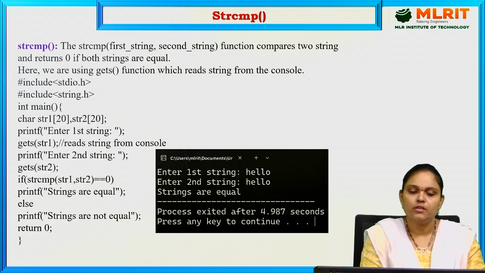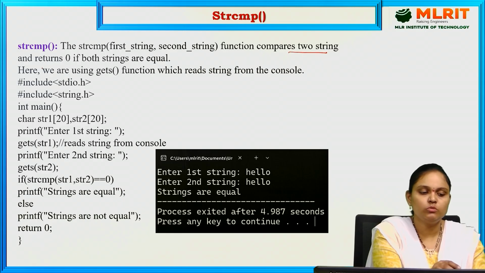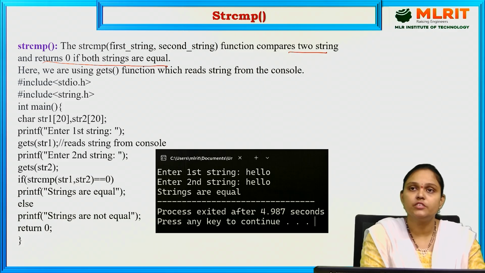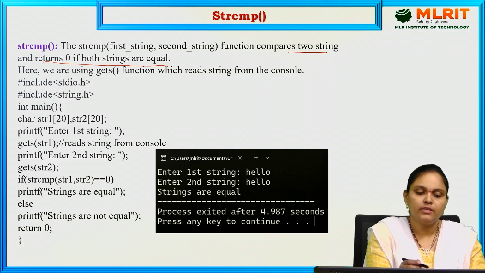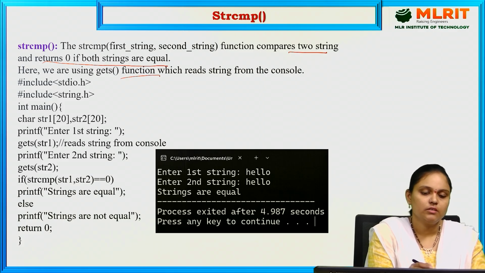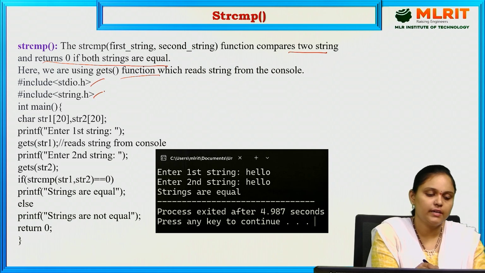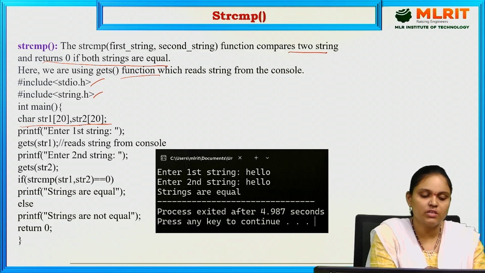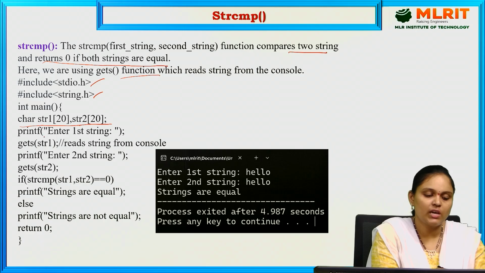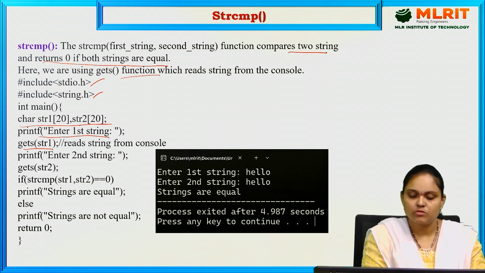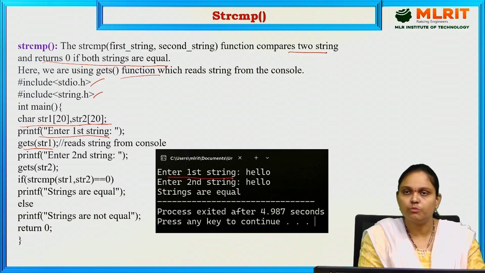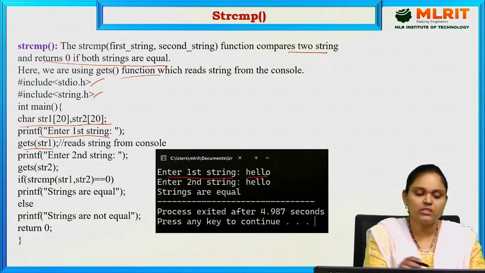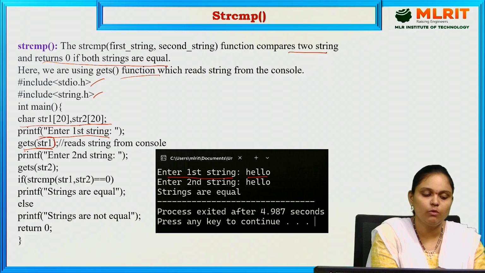So string compare. The strcmp function compares two strings and returns 0 if both strings are equal. And here we are using the gets function to read the strings. These two are header files, and next is the main function. Two strings we have declared, one is str1 and the other is str2. Next we are asking to enter string 1, and by using this gets function we are reading string 1. See here, enter the string 1 in the output screen. Hello was read by using this gets function, and it is stored in string 1.